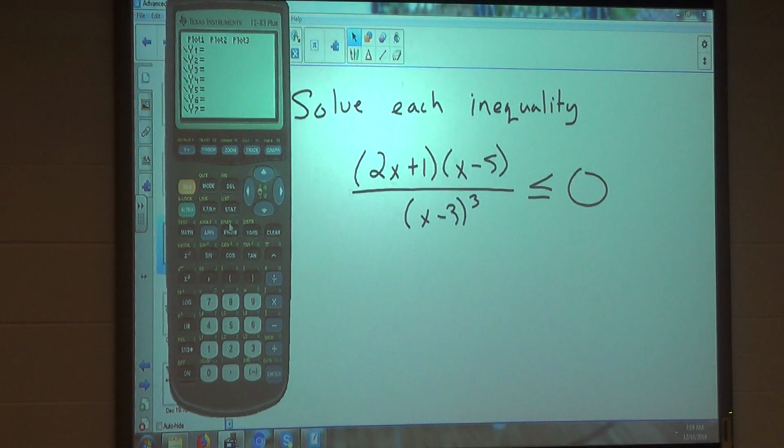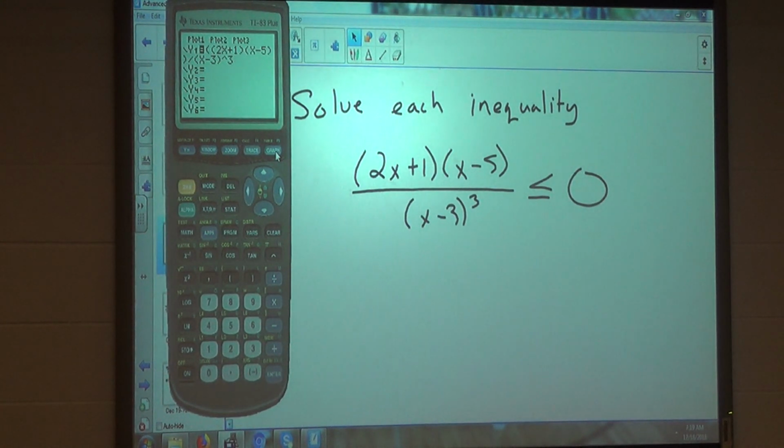So go to y equals, 2 sets of parentheses. We're going to go 2x plus 1 and then x minus 5. Close off the double set of parentheses, and then divided by, parenthesis, x minus 3 in parentheses, and then cubed. Okay, let's graph it and see what it looks like here.